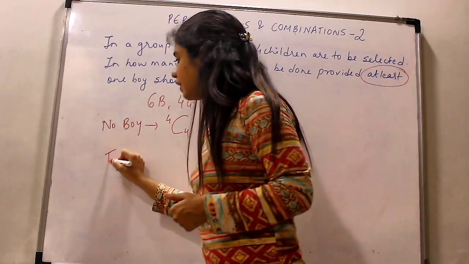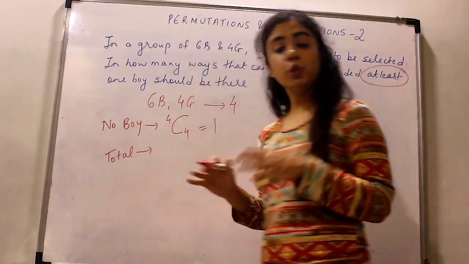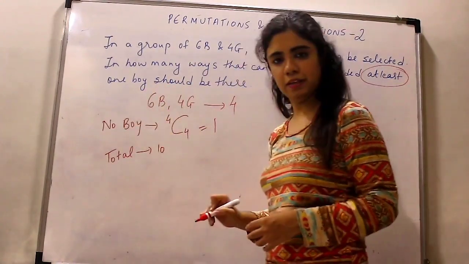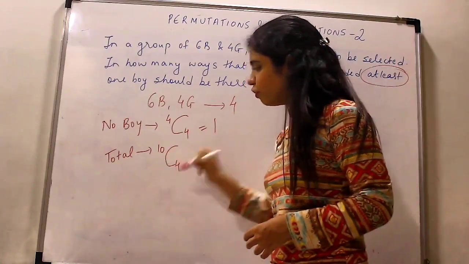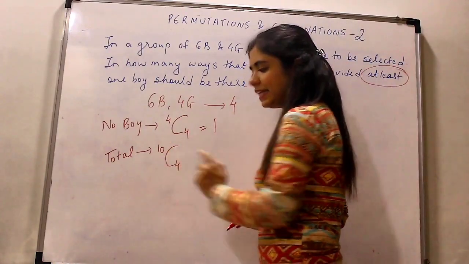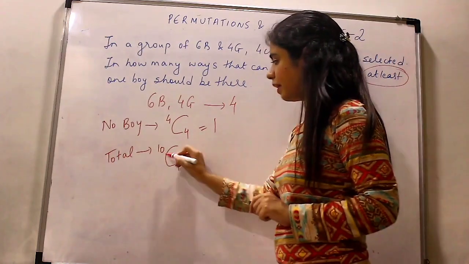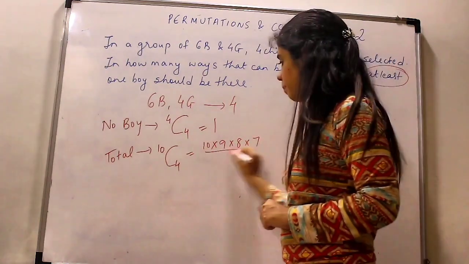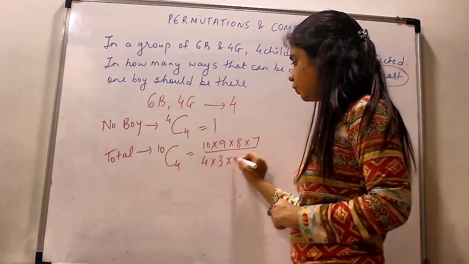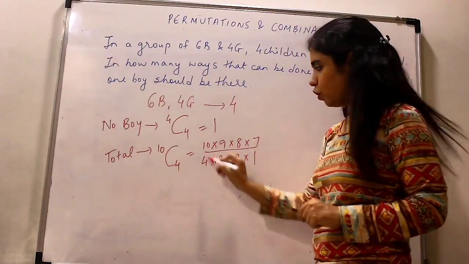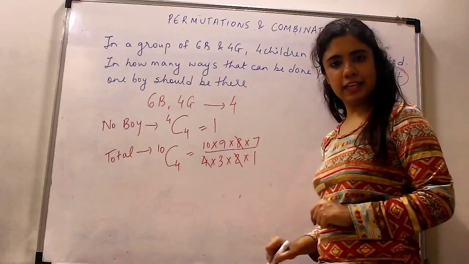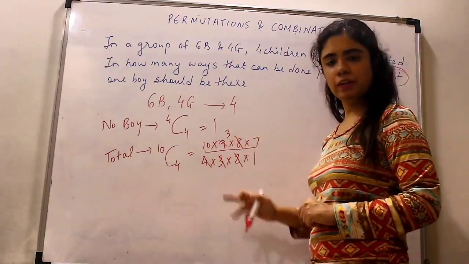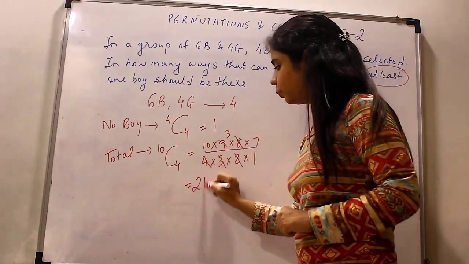If I ask you total, how many cases are possible? Total means what? I had a total of how many people? I had 10 people. I had to make a team of 4 people. So my total cases will be 10C4. So this will become 10 into 9 into 8 into 7 upon 4 into 3 into 2 into 1. 4 2s are 8. This 8 will get cancelled. 3 1s are 3, 3 3s are 9. 7 3s are 21. 21 into 10 is 210 ways.